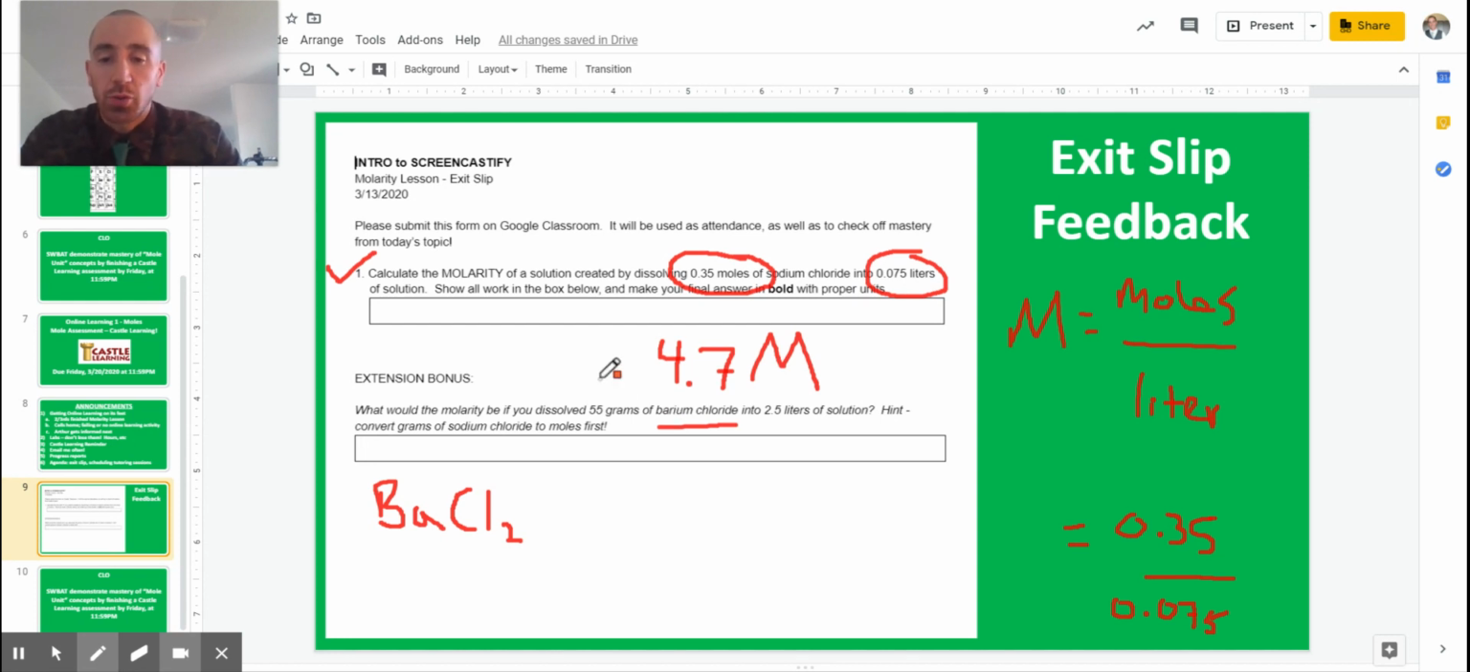What you do is you do the mole equation with 55 grams. So how many moles is 55 grams of that? I believe it ended up being like 0.26 moles or something along those lines. Then you take that number of moles and divide it by that. You should have had an answer of about 0.16. Let me see, double check here. About 0.1 molar should have been your answer. Okay, I'll leave it at that. All right, so that was your exit slip feedback.